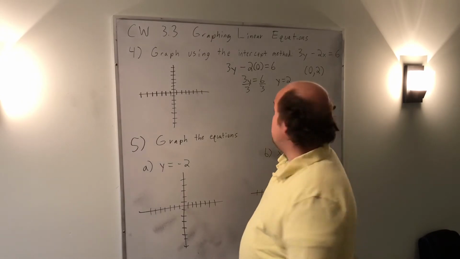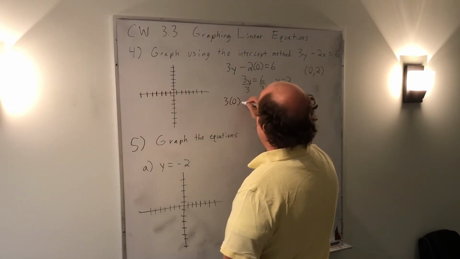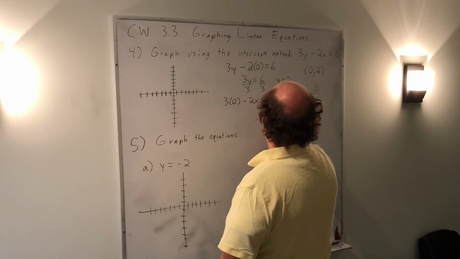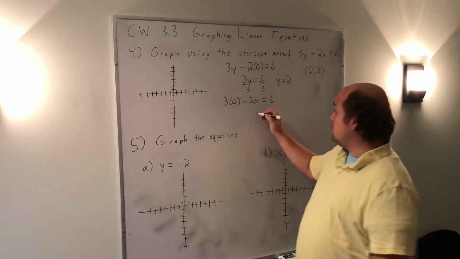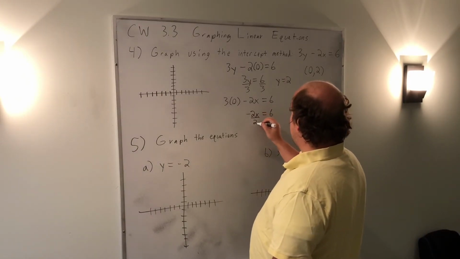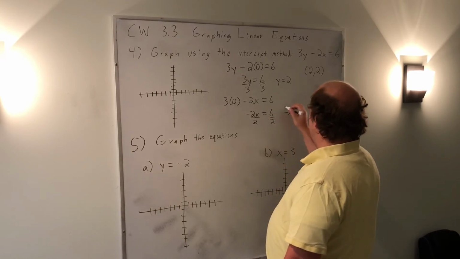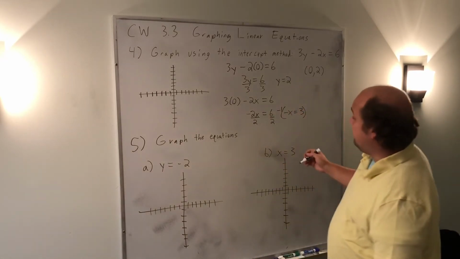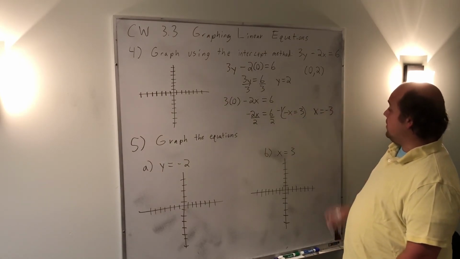Next thing we're going to do is plug in 0 for y and see what we get back for x. So 3 times 0 minus 2x equals 6. This term is 0 and goes away, so I'm left with -2x equals 6. If I first divide by 2, that would give me -x equals 3. If I then multiply by -1, that changes each of the signs and gives me x equals -3.